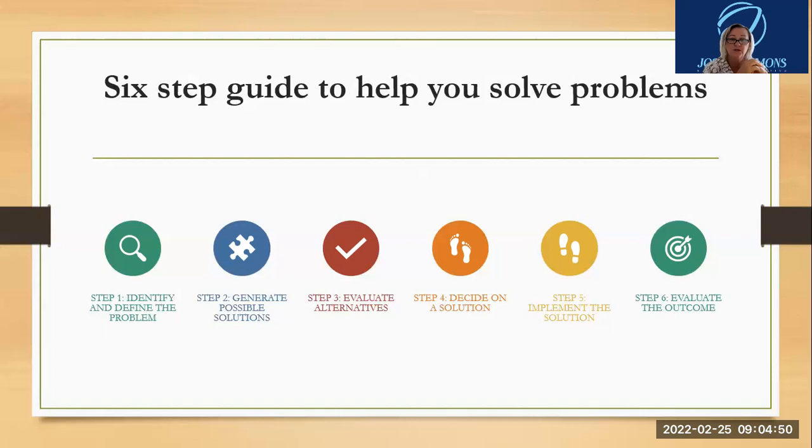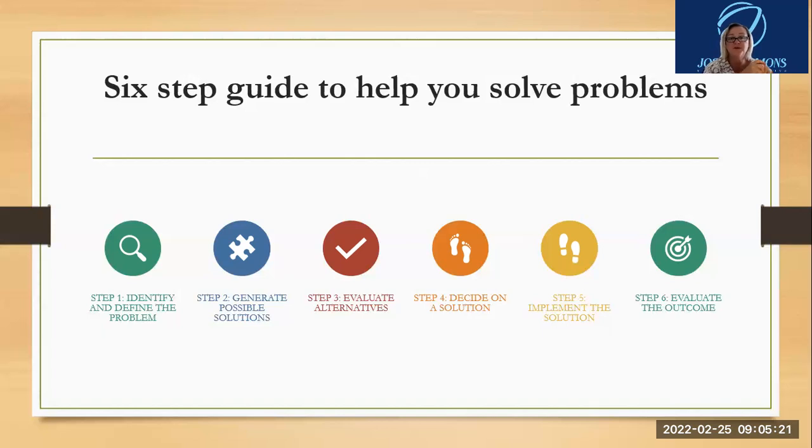Step 4, decide on a solution. Get specific on who will take action. Specify how the solution will be implemented. Specify when the solution will be implemented. For example, tomorrow morning, I'm going to call the phone and gas company and negotiate how to pay the bills next month on a payment plan. Just as an example, going back to the first example we used.